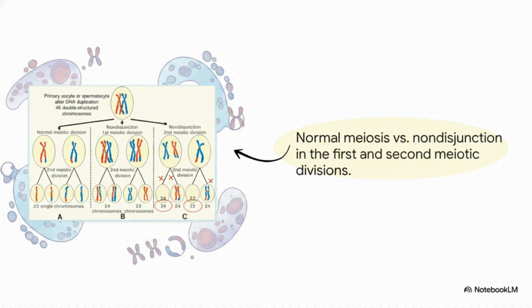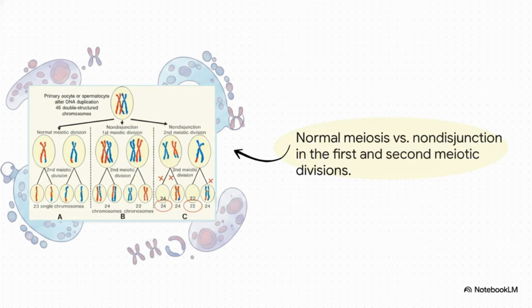This diagram is perfect for showing exactly how non-disjunction happens. So look at panel A on the left. That's normal meiosis, the ideal outcome, producing 4 normal gametes. But in panel B, the homologous chromosomes fail to separate back in meiosis I. This type of error, by the way, is the one that increases with maternal age. And look at the result. All 4 of the final gametes are abnormal. They're aneuploid.